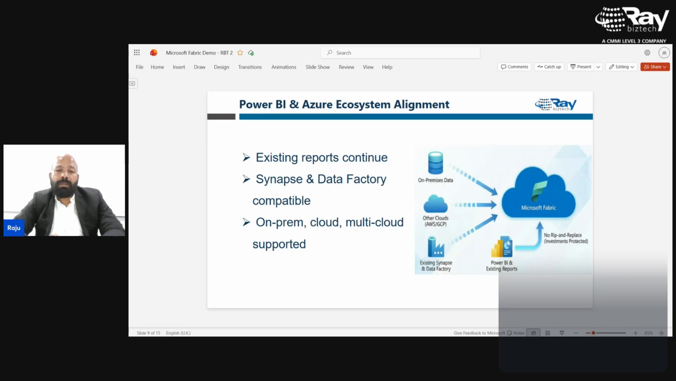And on-prem, there are over 200 connectors to connect to various different on-premise sources, and multi-cloud is supported as well. For example, if you want to get data that is sitting on an AWS S3 bucket, you can simply create a shortcut where there is no data movement. Fabric is pointing to the AWS S3 bucket, and there is no charge involved here.